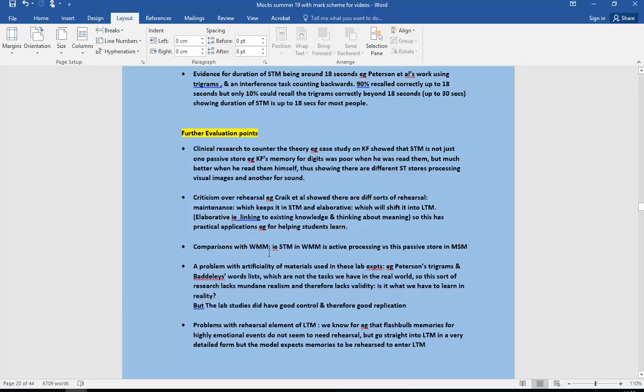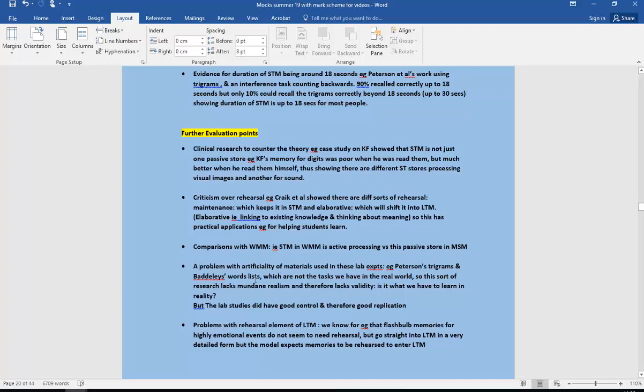We can also make comparisons with the working memory model. Short-term memory, as described in the working memory model, involves very active processing. You could outline the different types, such as the central executive, which controls the other slave systems. But in the multi-store model, it is just a very passive store.